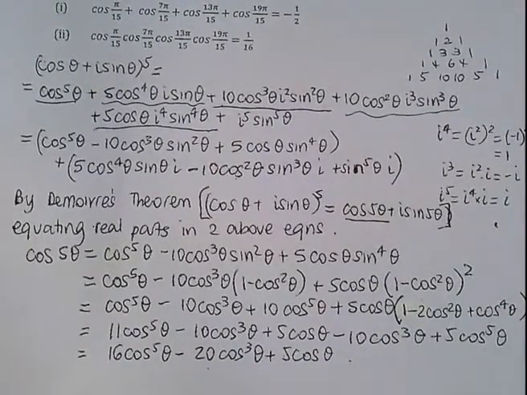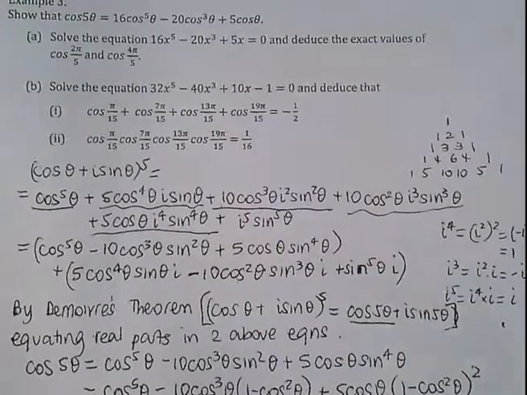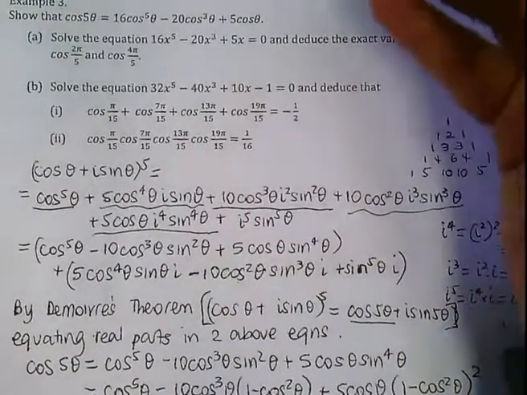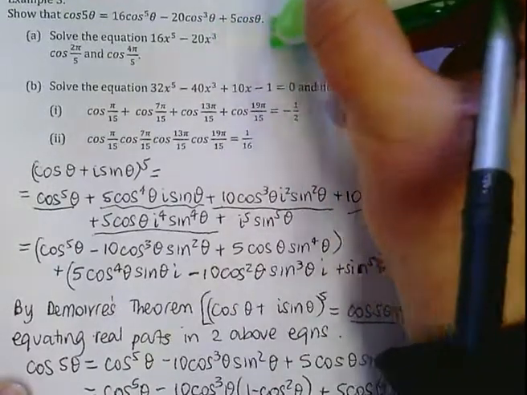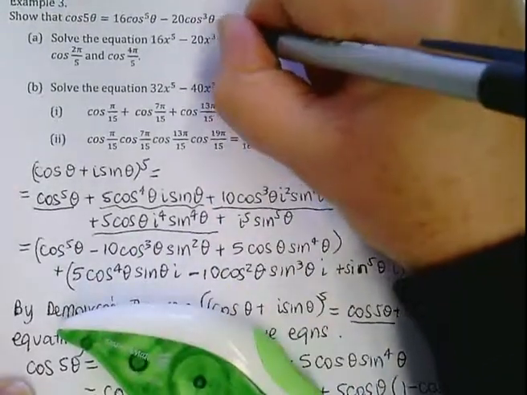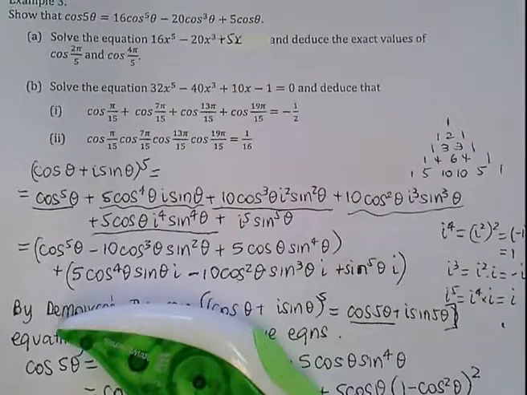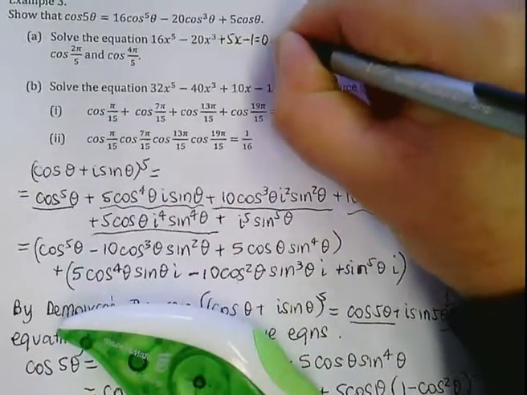The question says solve the equation 16x to the power of 5 minus 20x cubed plus 5x. There's actually a mistake there. It should be plus 5x minus 1 equals 0.